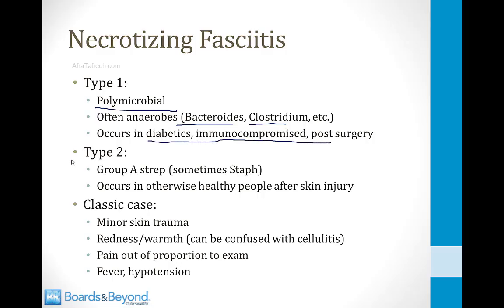The type that everyone fears is type 2. That's what's caused by group A strep or strep pyogenes. It's also sometimes caused by staph. And this one occurs in otherwise healthy people after a skin injury, sometimes a minor skin injury.